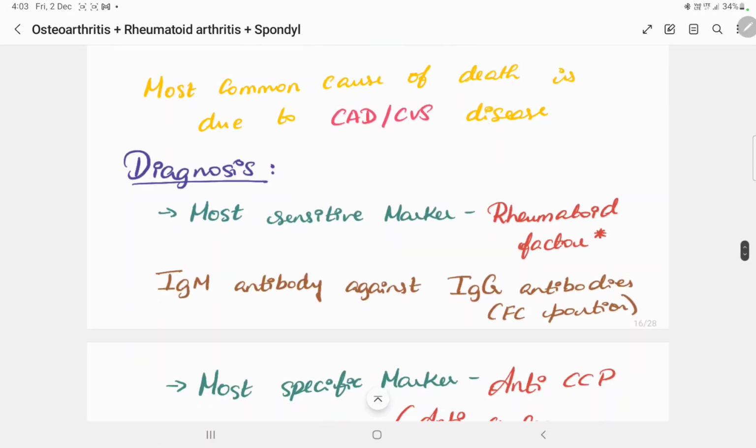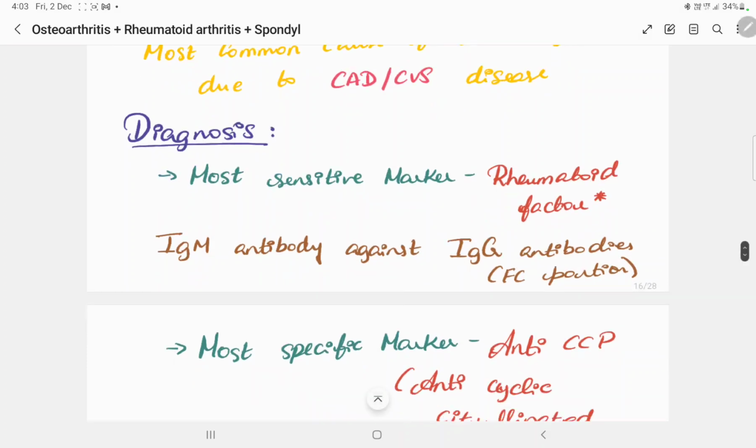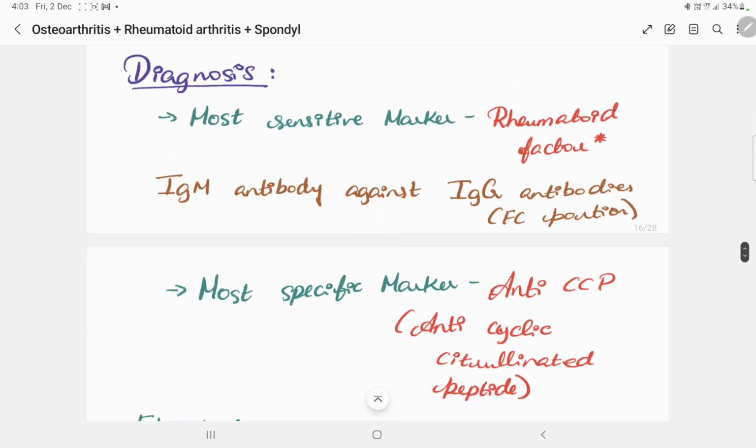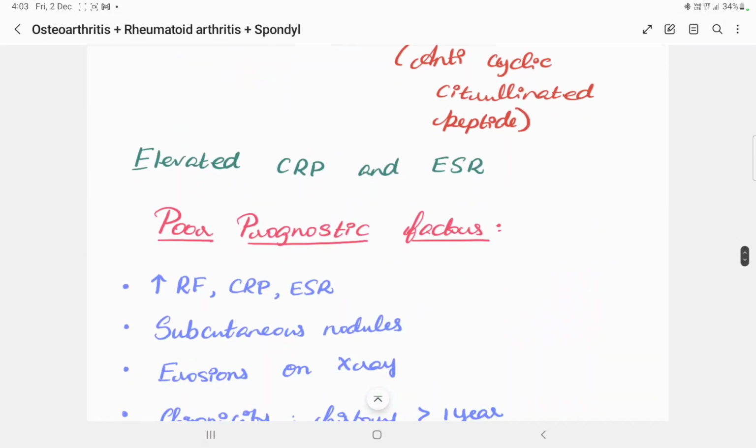Coming to the diagnosis, two main things. There's a sensitive marker, there is a specific marker. So the sensitive marker is rheumatoid factor and the specific marker is anti-CCP, which is anti-cyclic citrullinated peptide. Apart from that, there is elevated CRP and ESR, acute phase reactants.